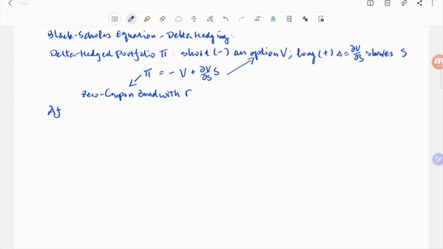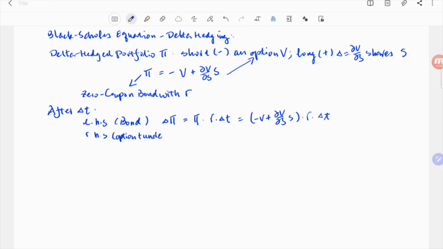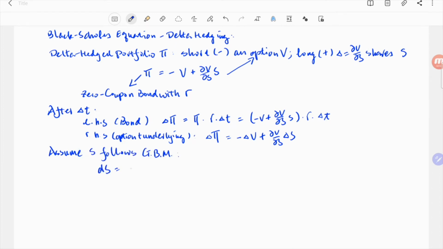Writing down the change in value given delta t, the left-hand side, the bond, changes by pi times r times delta t, where r is the risk-free rate. We can plug in the value of the portfolio since it's the same as the value of the bond. While on the right-hand side, we need to derive delta v, the change in derivative's value, in terms of the underlying and time, ds and dt.